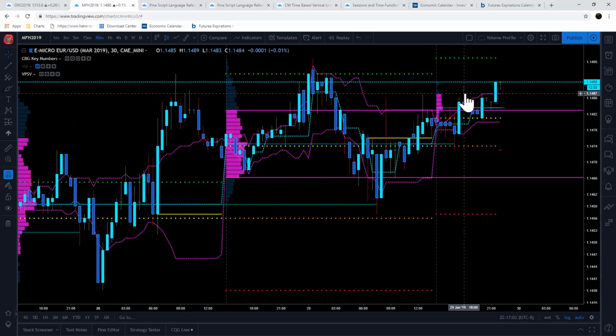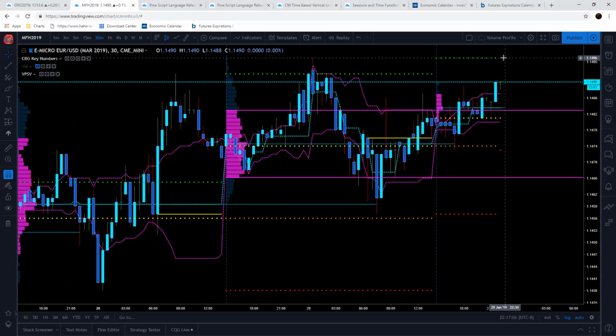Here we can see that price looks like it wants to go up and hit the previous day's high, which is here.